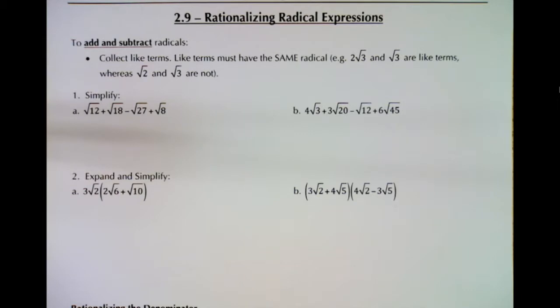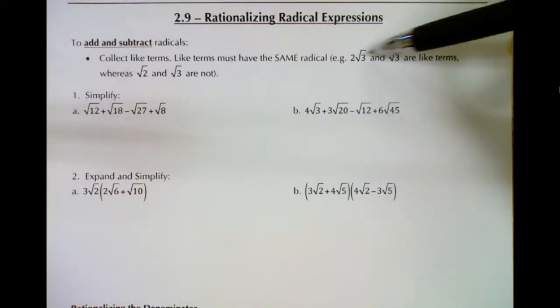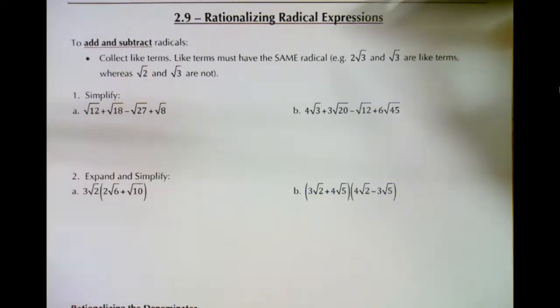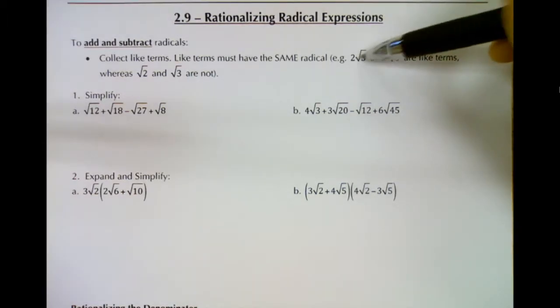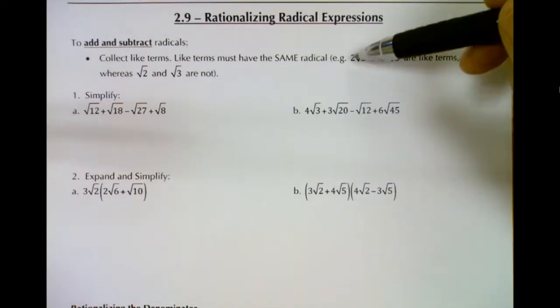When you're adding and subtracting radicals, you can add and subtract them if they have the same radical. For example, 2 root 3 and root 3 are like terms. They have the same radical. And the way you add them is the same way you add variable expressions. Like if we had 2x and x, you would add them together and get 3x. If we have 2 root 3 and root 3, we could add those together and get 3 root 3.